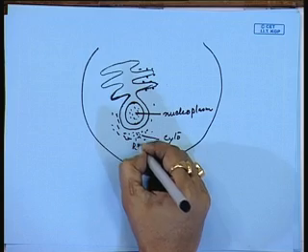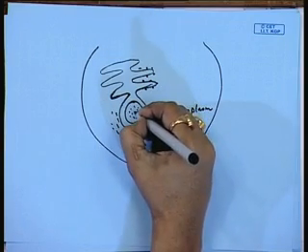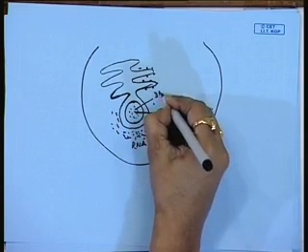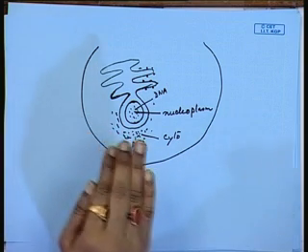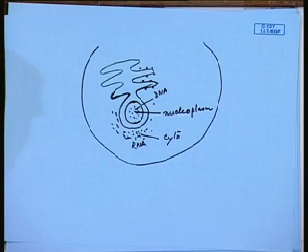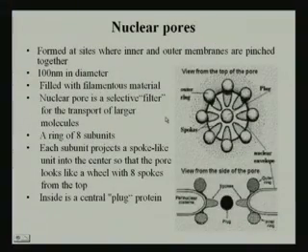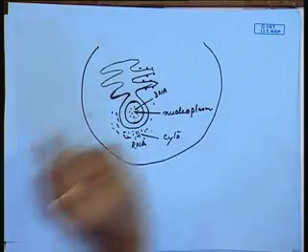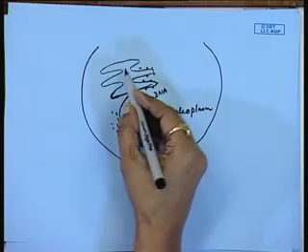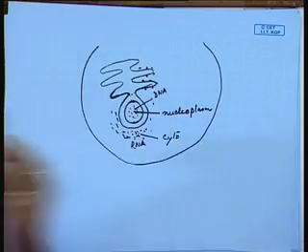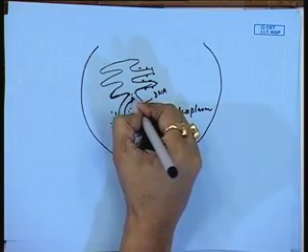Here RNA translation takes place, and here DNA replication takes place. So, this is the main difference in the activities of the nucleus. Now, this nucleus has some nuclear pores. The nuclear pore is formed at the site where the inner and outer membranes are pinched together.